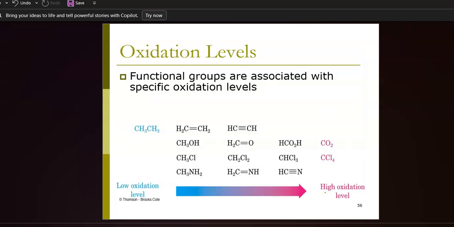This is an oxidation level scale, where here we have the lower levels of oxidation, and as we go across this scale, we see the higher oxidation levels. Alcohol is at a lower oxidation level, but if you make it into an aldehyde, like formaldehyde, that becomes a higher oxidation level. Then we have carboxylic acid, which again is a higher oxidation level, and then finally carbon dioxide. So you can see how the stepwise oxidation scale is increasing.